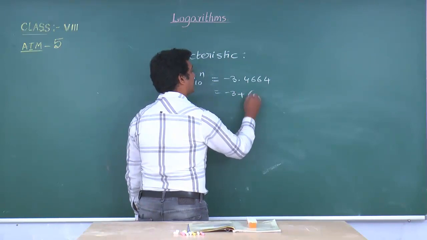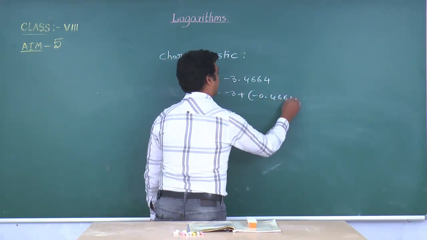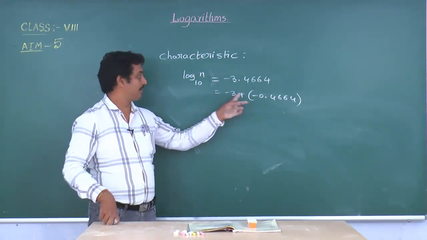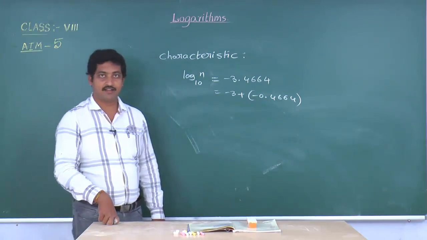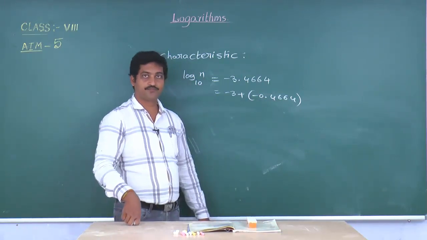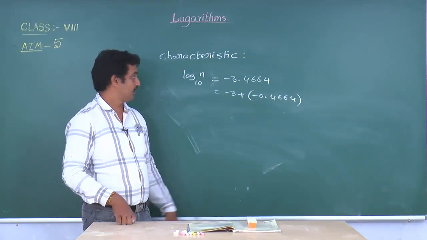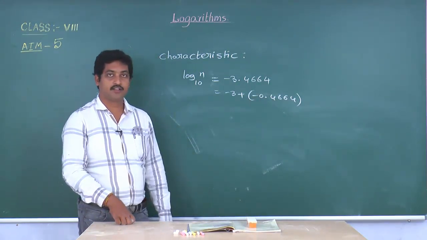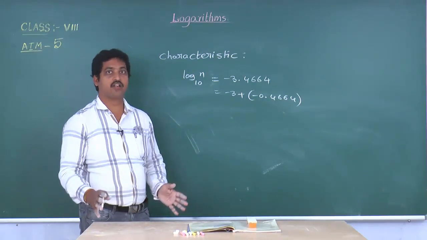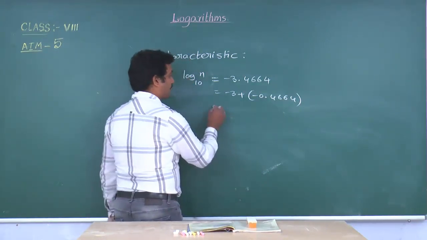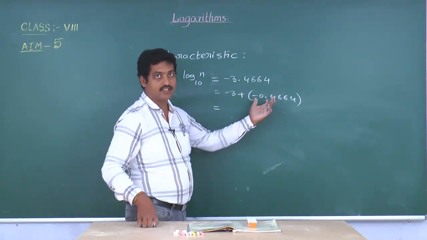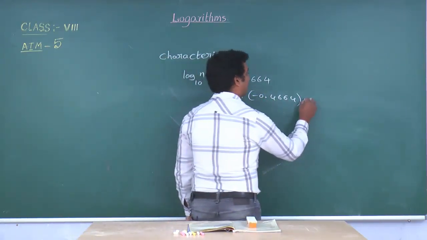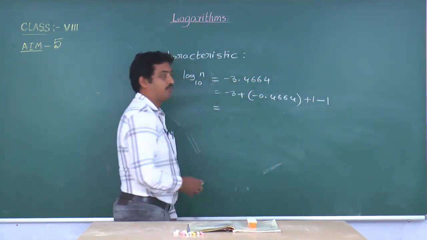Minus 3.4664 is minus 3 plus minus 0.4664. To say this minus 3 is the characteristic and minus 0.4664 is the Mantissa is not correct, because it is not the decimal part. Minus 3 is the integer, but the decimal part is always positive and lies between 0 and 1 only. Therefore we have to make this positive without changing the value, that is, add plus 1 and subtract 1.